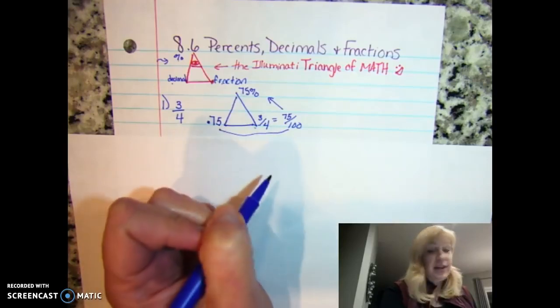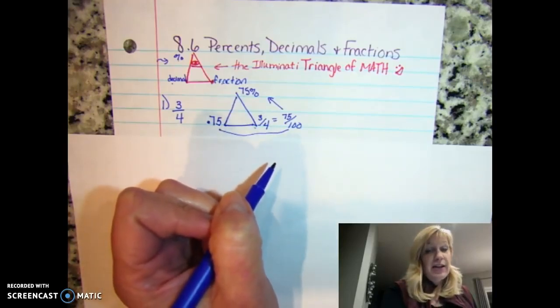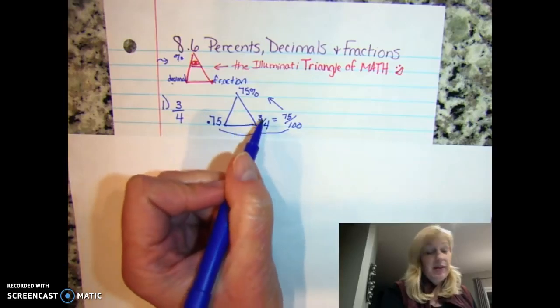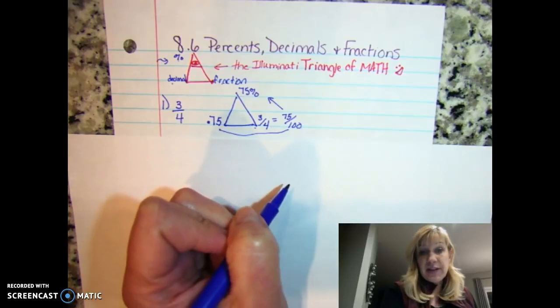If I ask you for 75% of a dollar, you would give me 3/4. If I ask you for 3/4, you would again give me 3/4. If I ask you for 75 cents, you would again give me 3/4.